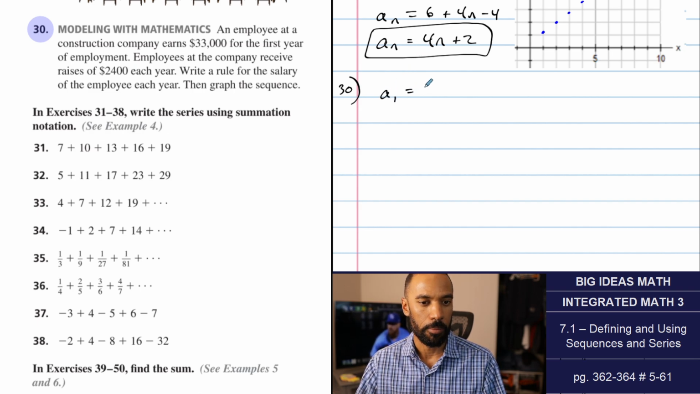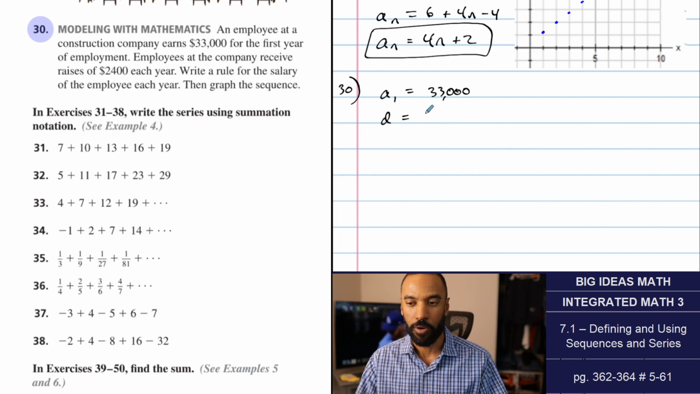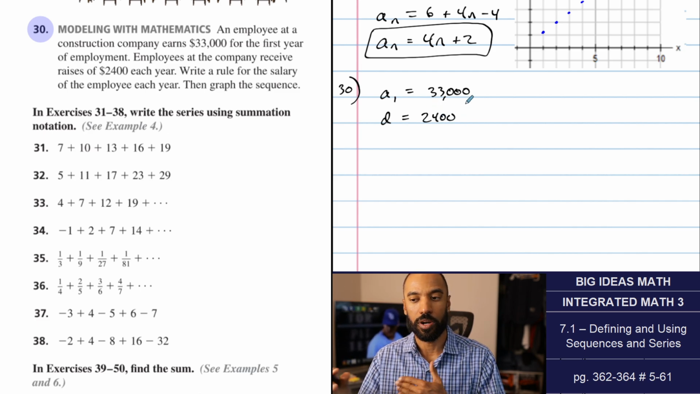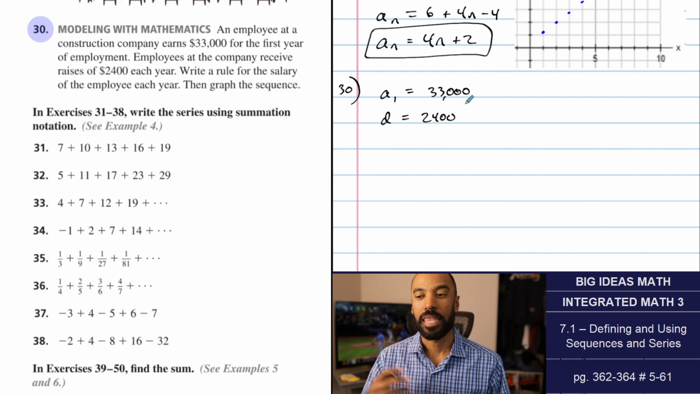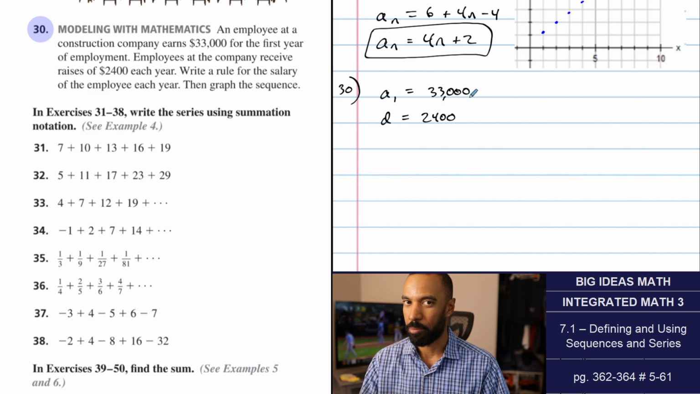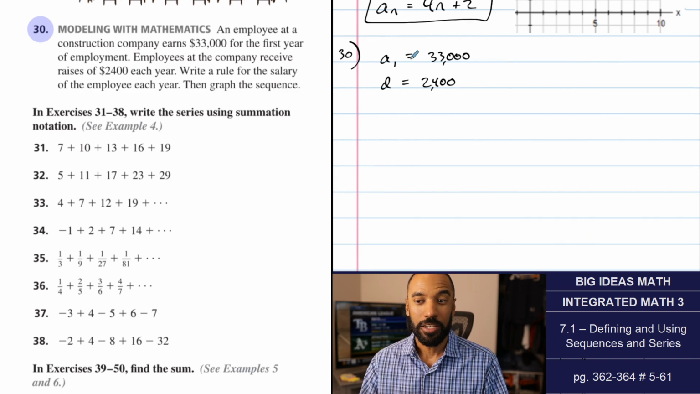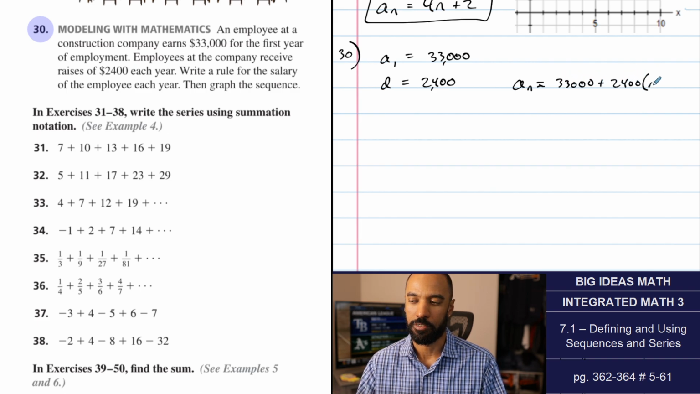Your first term, the first year, is $33,000. Your common difference is $2,400. They're saying the next term is $2,400 more than the term before it. That might be important for us to write the list of numbers so we can graph it properly. Maybe. I'm going to try and come up with different means of making sense of it in my head. But the rule is spelled out for you there, right? Your nth term is the first term plus the common difference times n minus 1.